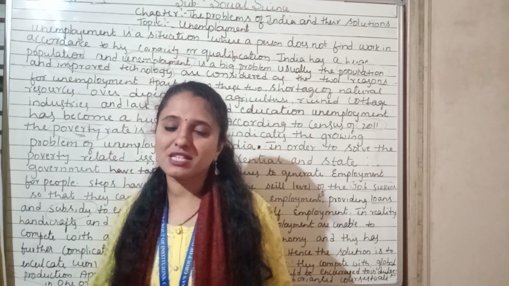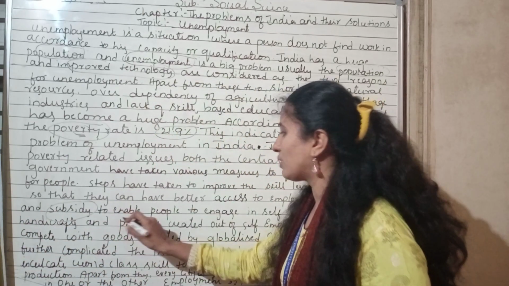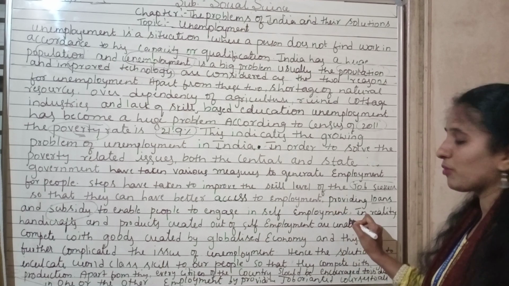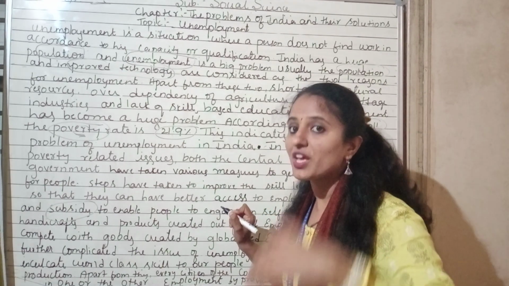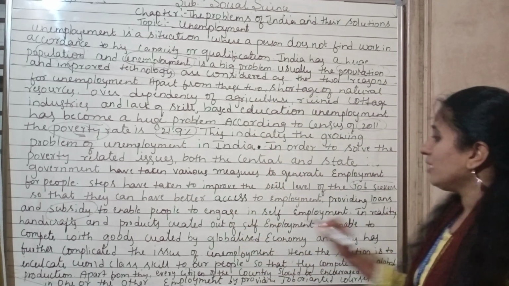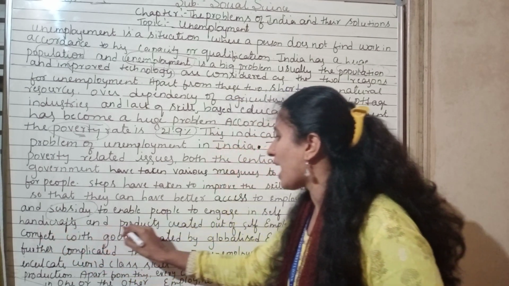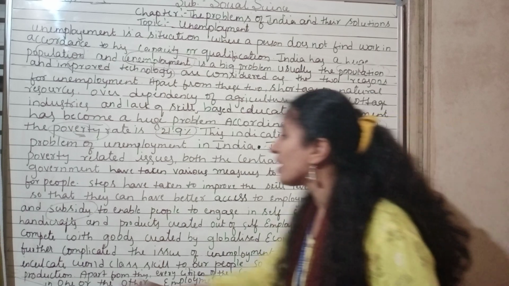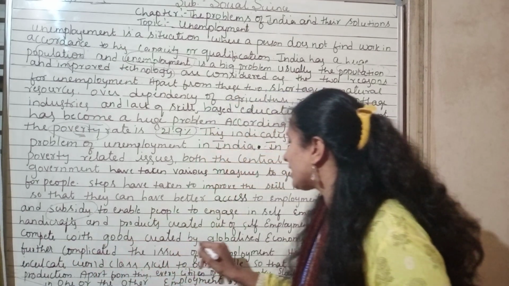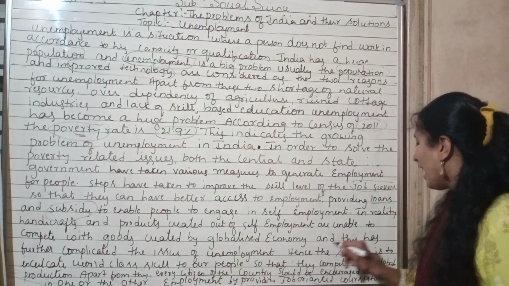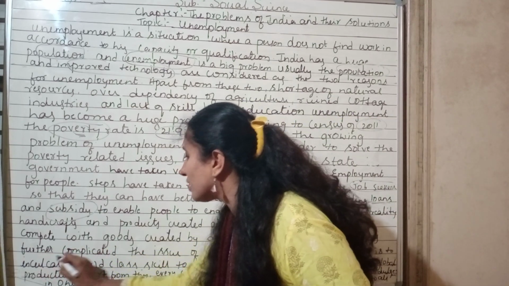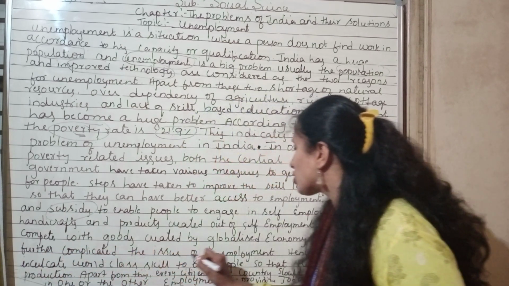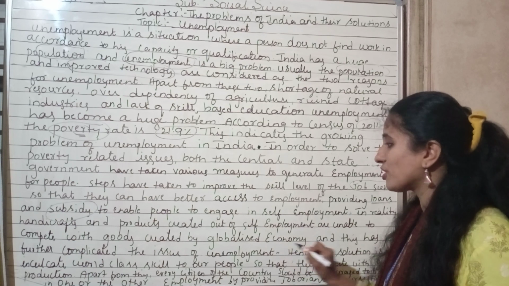To improve their business, they are giving some subsidy to enable the people to engage in self-employment. Self-employment, swayam udyoga, swanta udyoga. In reality, handicrafts and products created out of self-employment are unable to compete with the goods created by a globalized economy, and this has further complicated the issue of unemployment. I hope you understood this one.